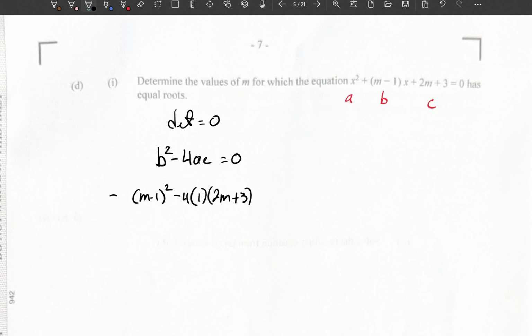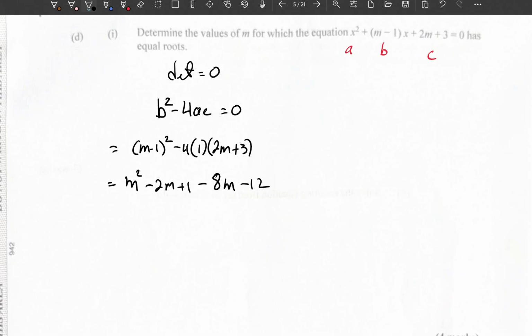So let's go ahead and expand. We're going to get m squared minus 2m plus 1, right? And then we're going to have minus 8m minus 12, right? So let's go ahead and simplify. We have m squared minus 10m minus 11.